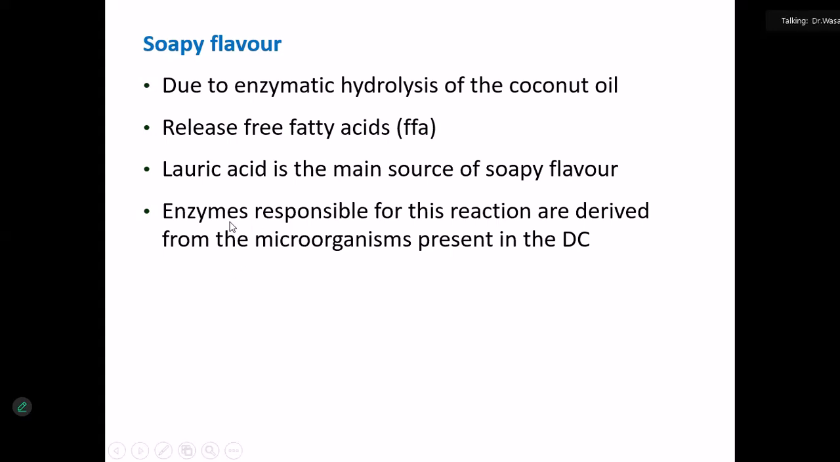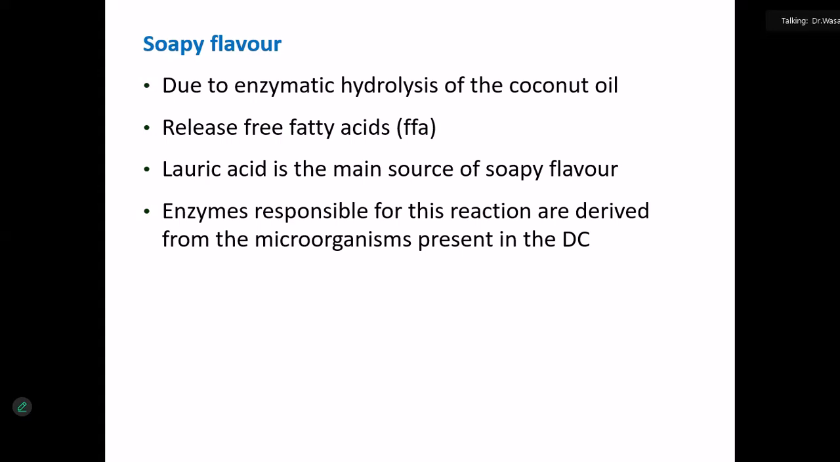What is the reason? Enzymes react with microorganisms present in the DC. What is the reason? Poor blanching. Blanching was not done properly. Poor blanching.